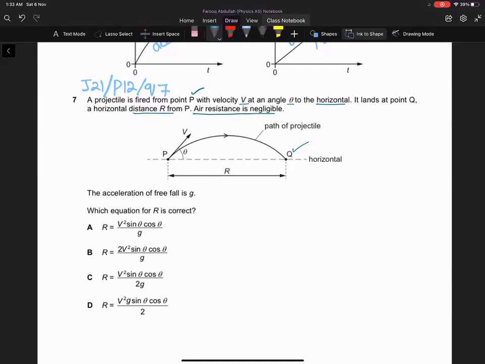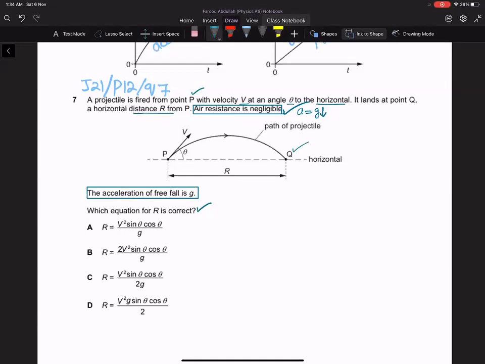Air resistance is negligible so that the only force is the weight and the acceleration is uniform. So we can say that the acceleration will be g and it will be acting vertically downwards. The acceleration of free fall is g. Which equation for r is correct?